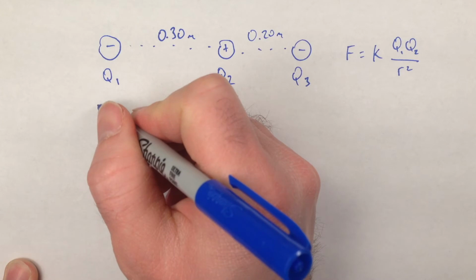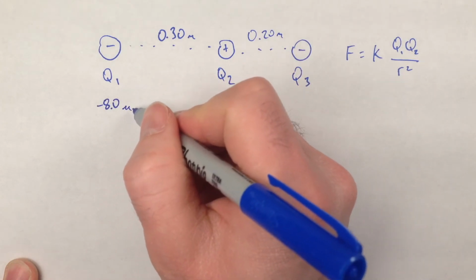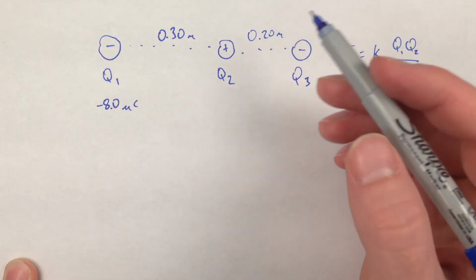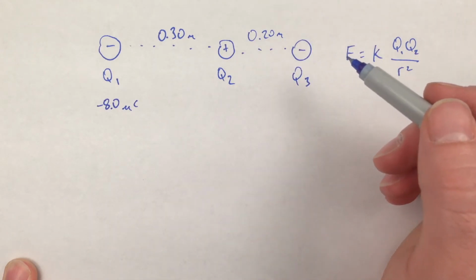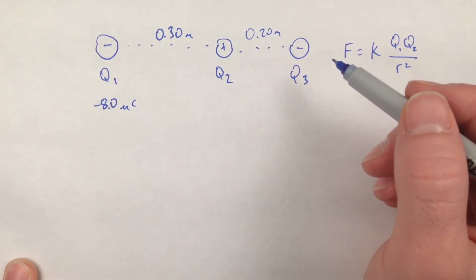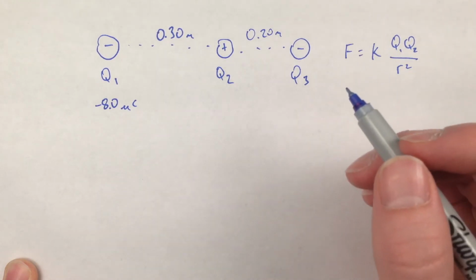So negative 8.0 microcoulombs. Okay, obviously negative charge, microcoulombs, because that's generally the order of magnitude for static charges that you're likely to encounter. That's going to be quite a shock right there, actually.